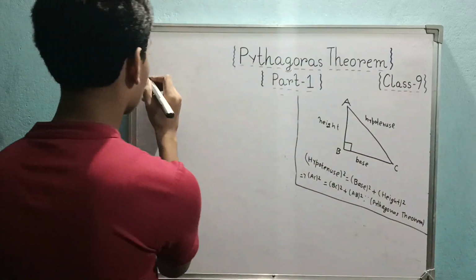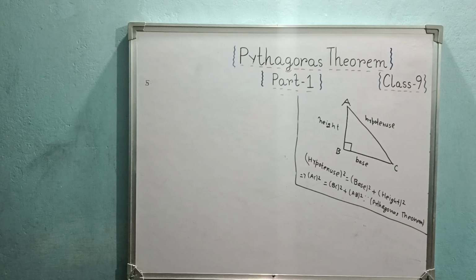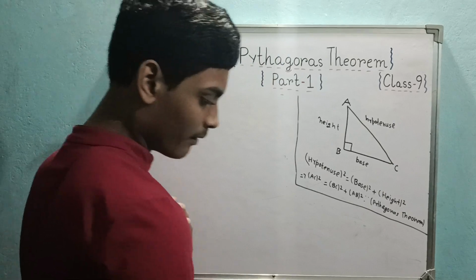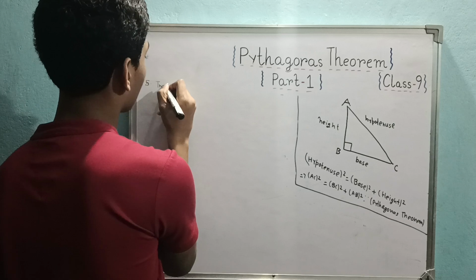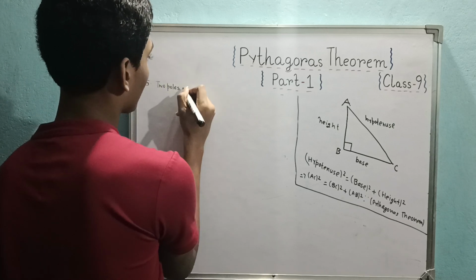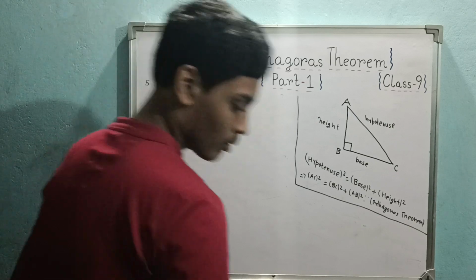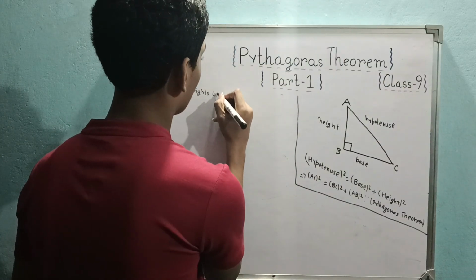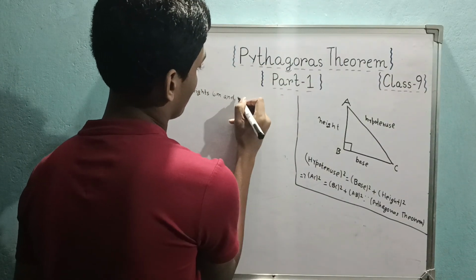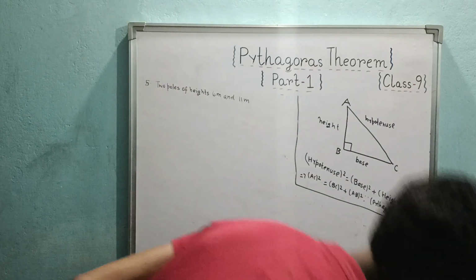Question 5 is here. So they are giving two poles of heights (6 meter and 11 meter) that stand vertically on a plain ground.